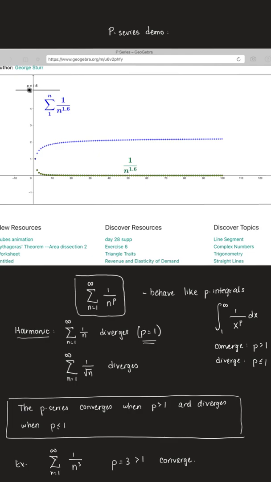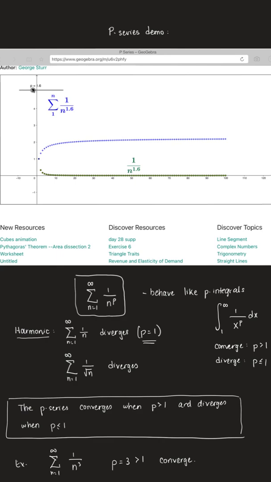Now, if I shift that, here, this is the harmonic. I don't know if you can tell, but this is going to keep growing. It's not going to converge to any value. If I make that p-value a little bit smaller, the series, the partial sums, get really large very quickly.